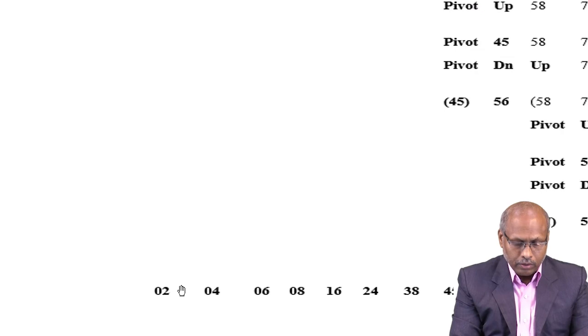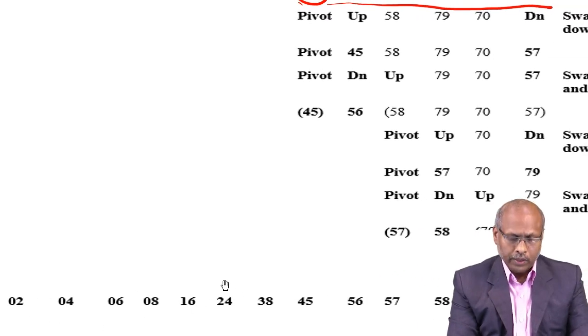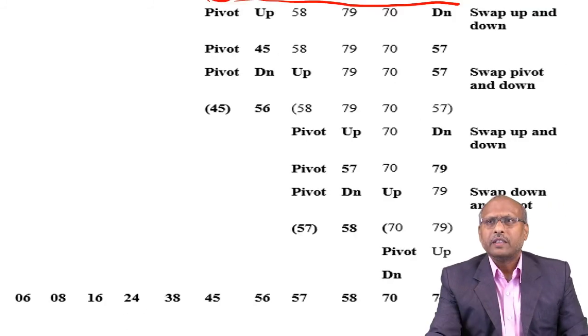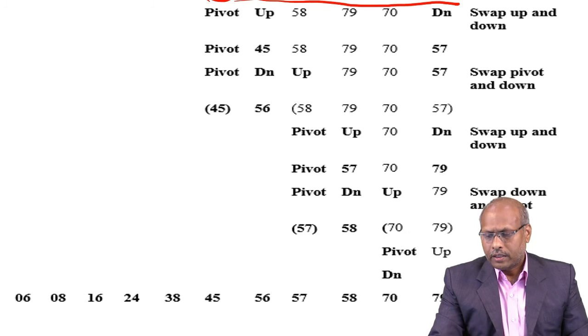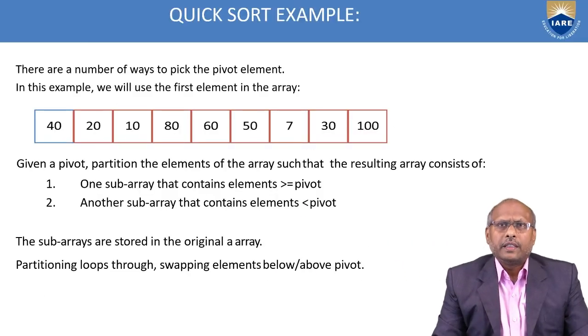So this process will continue until the end. After that, you will get the corresponding array. Okay, this is the value. So this is the way the sorting works. You can see another example also.